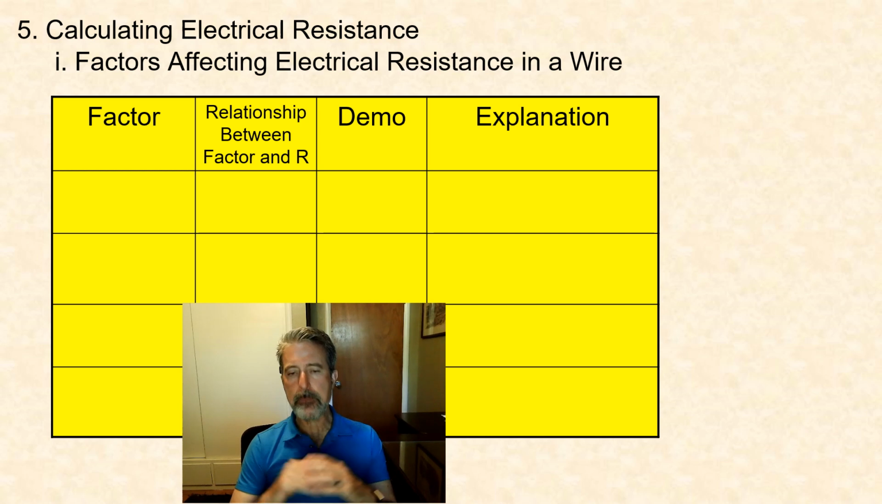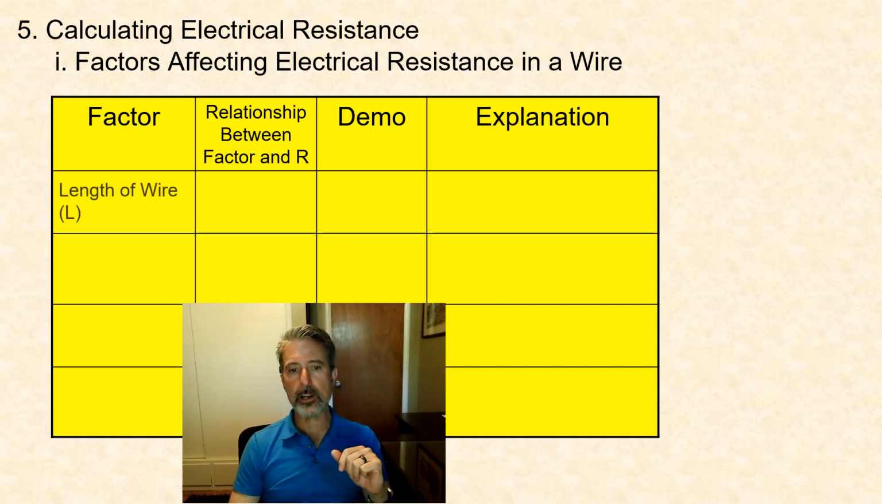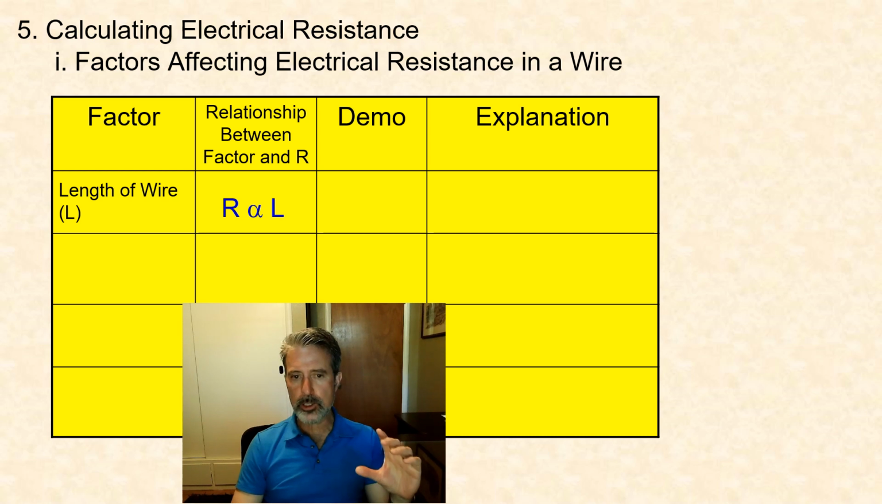Now that we know the meaning of electrical resistance, in this slide we'll take a look at some of the factors that affect the electrical resistance in a wire. Starting with the length of the wire itself. It turns out that there is a direct relationship between the resistance of a wire and its length. I'll demonstrate this for you in the next slide, along with a second factor we'll take a look at shortly.